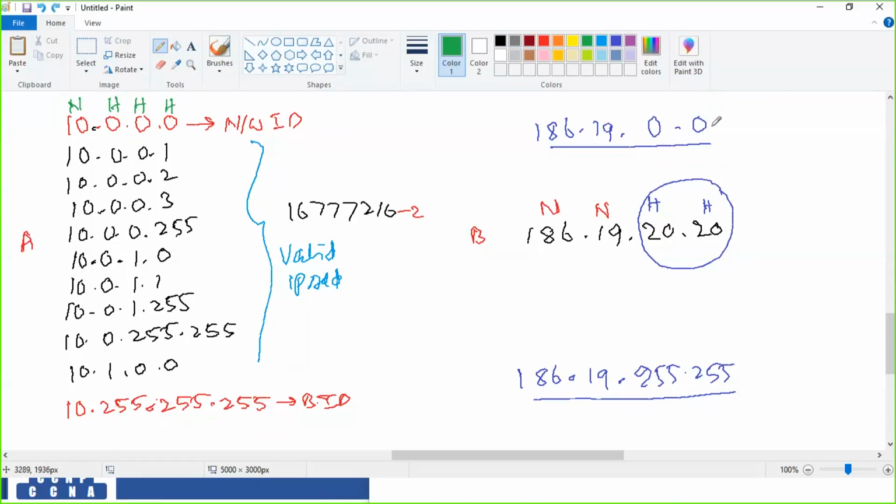So 186.19.0.0, what do we call it? Network ID. Then what about 186.19.255.255? Broadcast ID. Then what do we call all the IP addresses in between? IP addresses. How many valid IP addresses are in between?